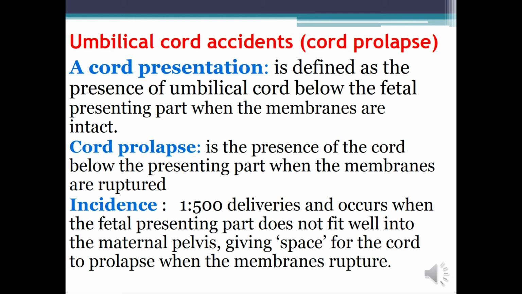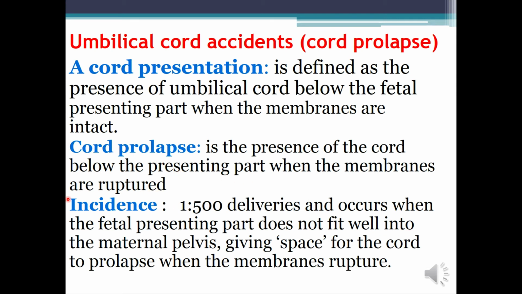Umbilical cord accident or cord prolapse. This is an obstetrical emergency. A cord presentation is defined as the presence of umbilical cord below the fetal presenting part when the membranes are intact. This is called cord presentation, different from cord prolapse. Cord prolapse is the presence of the cord below the presenting part when the membranes are ruptured. Here, in cord presentation, the membranes are intact, while in cord prolapse, the membranes are ruptured.